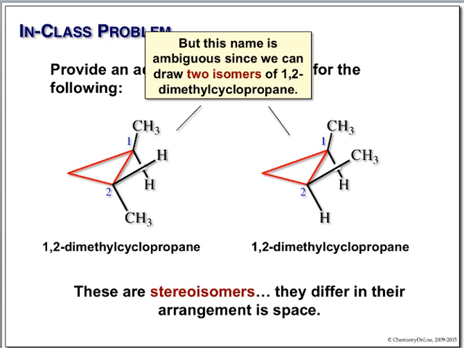They have exactly the same connectivity. They both have a cyclopropane parent. They both have methyl groups 1 and 2. But if you look at this, these two methyl groups are opposite each other, aren't they? These two methyl groups are right next to each other. They differ in their orientation in space. These are stereoisomers. Now we're going to spend a whole chapter on stereoisomers.